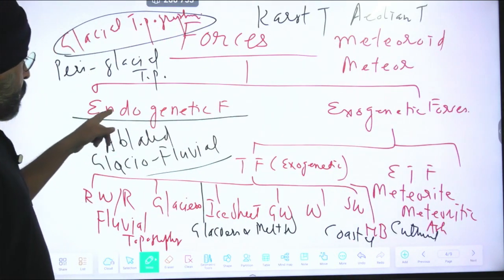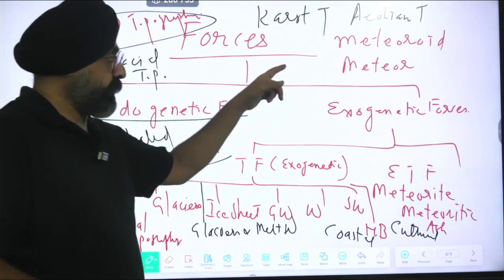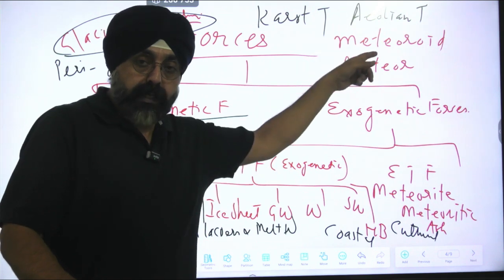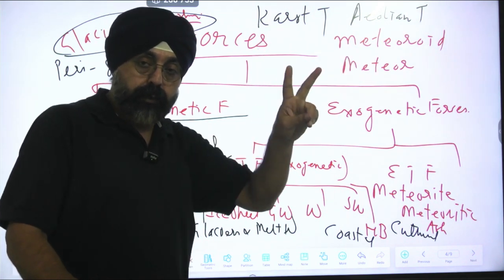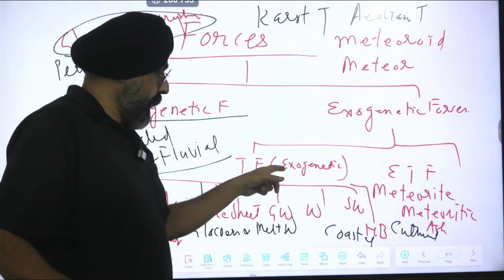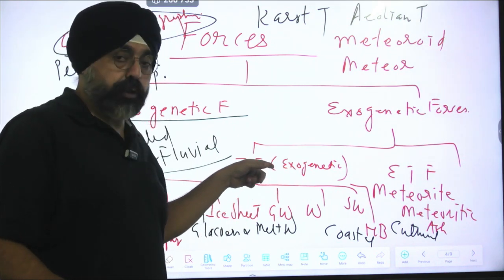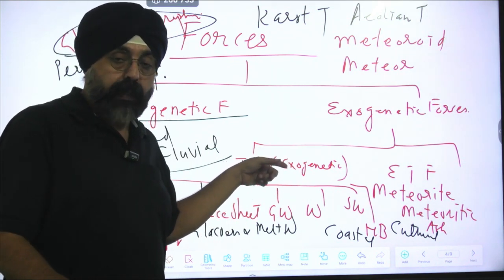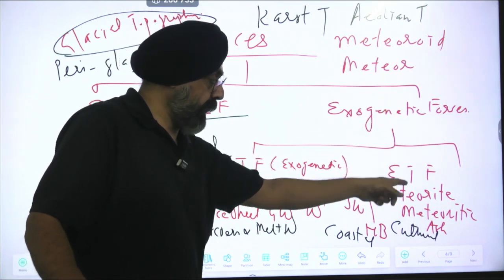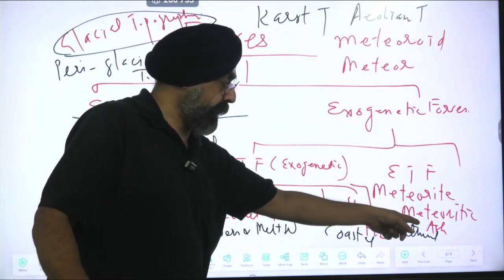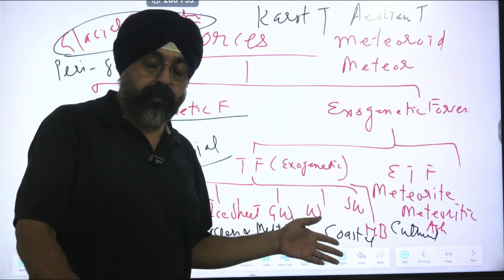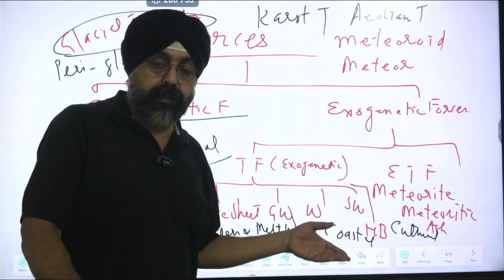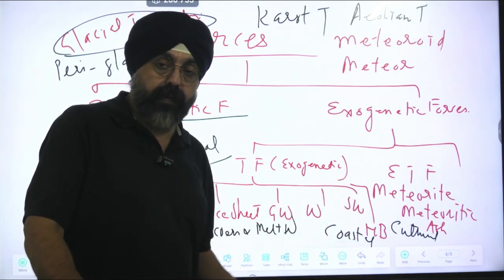Exogenetic and endogenetic forces. These exogenetic forces, which are outside, on the surface of Earth, have two reasons. One, terrestrial, which is produced on the Earth, and one which is coming from outside. What is coming from outside? Meteorites, meteoritic ash, which falls from space at the rate of 10 kg per second. Our Earth is turning out to be heavier day by day.